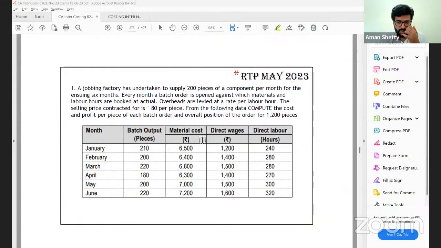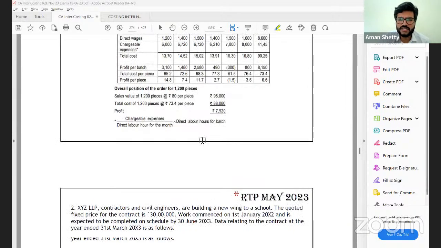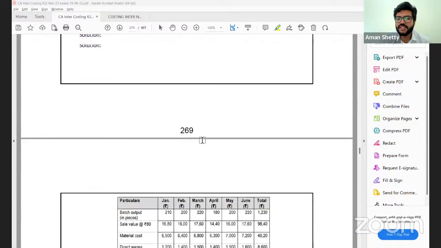I wouldn't have discussed this question, but since it is in your present RTP, I thought let me just go through it. Now come to the problem section of your R2E material, page number 268. Job and contract costing. Come there. This is again related to your job cost. It's pretty simple. Only one thing, just note down.